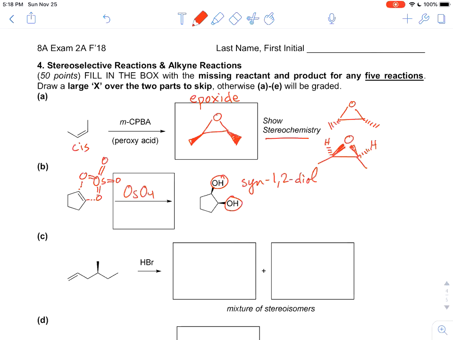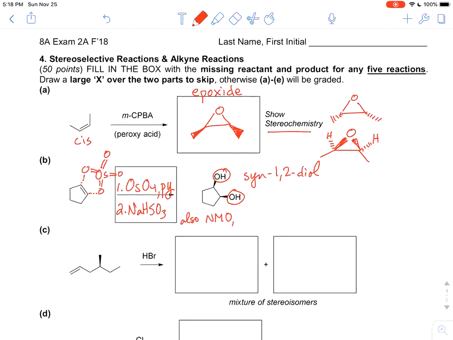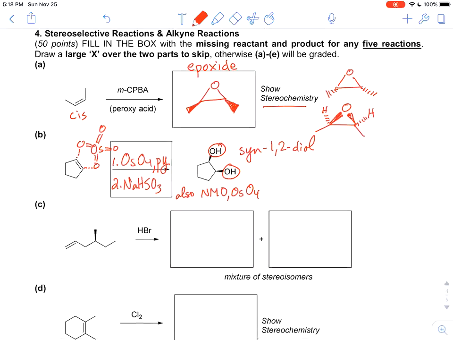You can use a couple different sets of reagents. The first one that we came across was osmium tetroxide with pyridine. And then in the second step, to remove the osmium, you use sodium bisulfite. You may also see NMO used. That's N-methylmorpholine N-oxide, along with osmium tetroxide. And that basically just carries out the same transformation where we get the osmium on top of the alkene, and then NMO plays a role in removing osmium from that alkene.